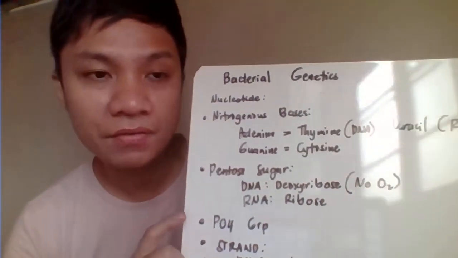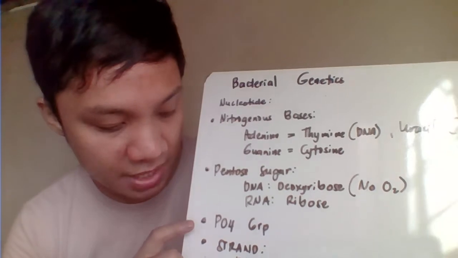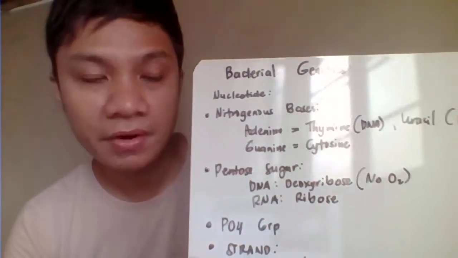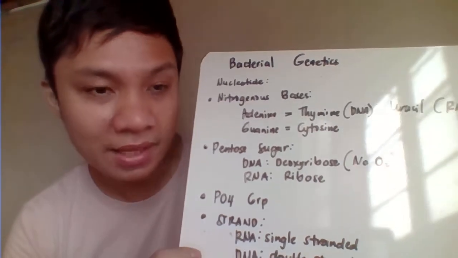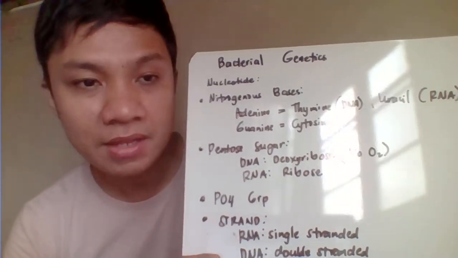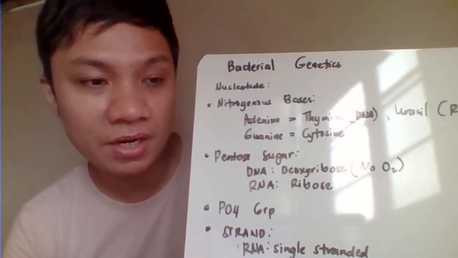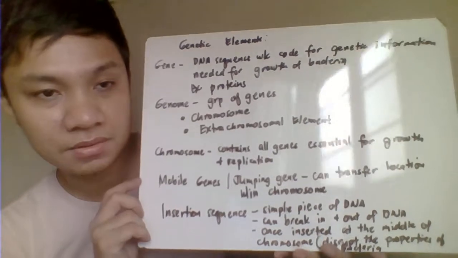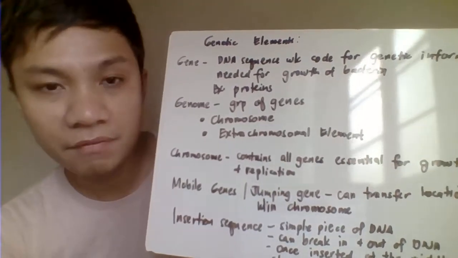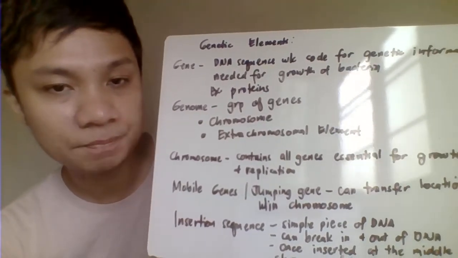Another component of your nucleotide is your phosphate group. For the strand, the RNA we describe as single-stranded. The DNA, on the other hand, we describe as double-stranded. Okay, then we have other terms.